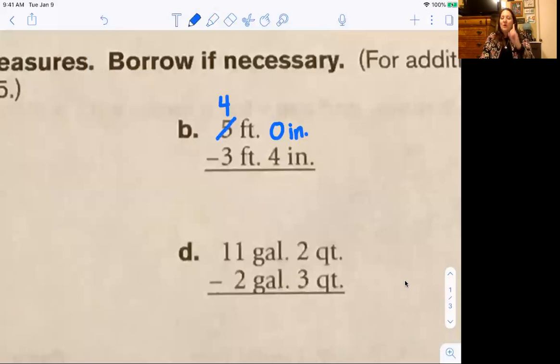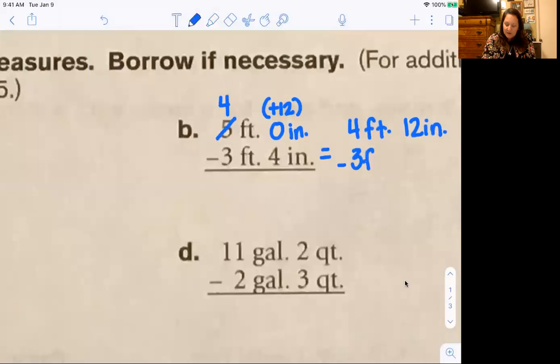Now we're going to take that 1 foot that I took and convert it into inches. How many inches in a foot? 12 inches in a foot. The ruler that I gave you guys to work with, it has 12 inches in 1 foot, and all foot rulers do. So I'm going to add 12 here. So I'm going to rewrite this to make it easier for me. 4 feet, 12 inches, minus 3 feet, 4 inches.